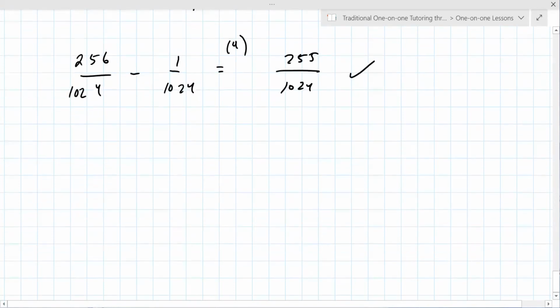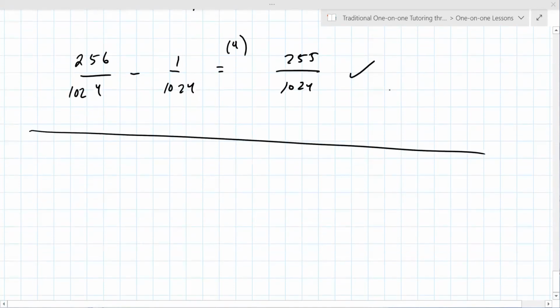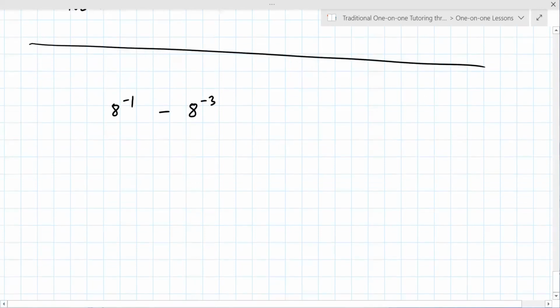Okay, let's try another one here. I got to get you to be able to work through one of these on your own, because this skill, whether it's in this question or another one, is going to come up again. So we got to be really comfortable with it. So let's do this. Let's go 8 to the -1 minus 8 to the -3. Go ahead and give that a try, please.